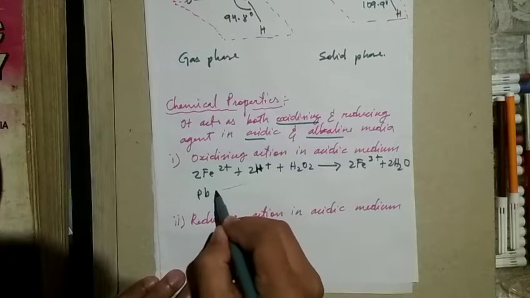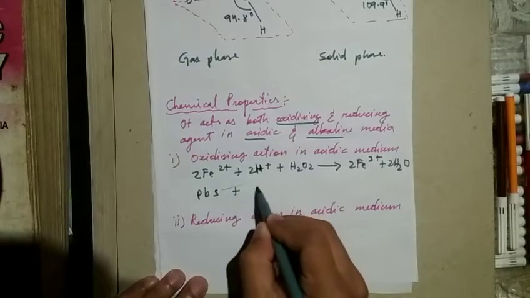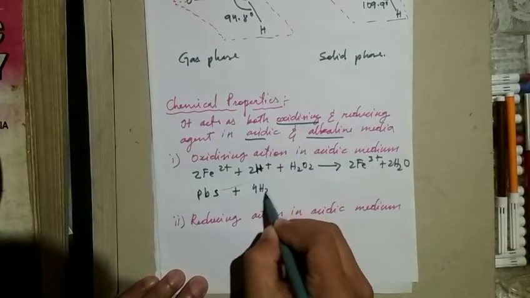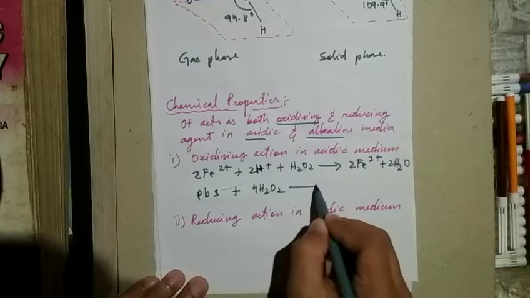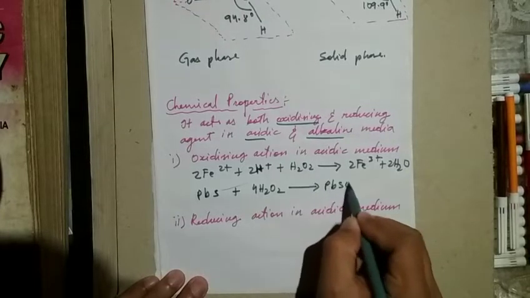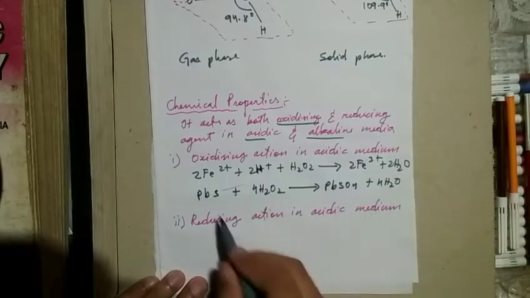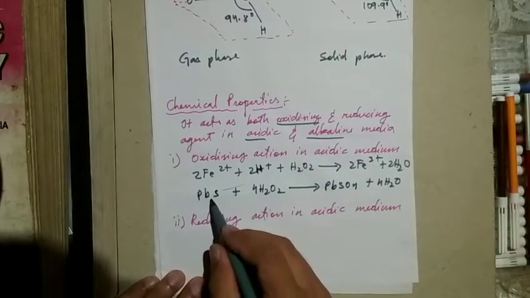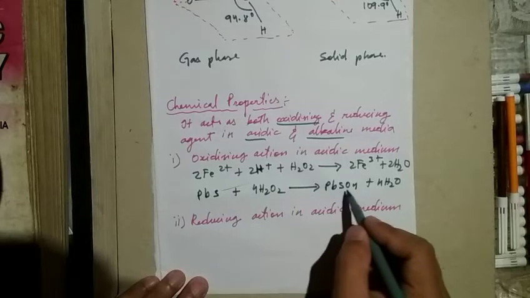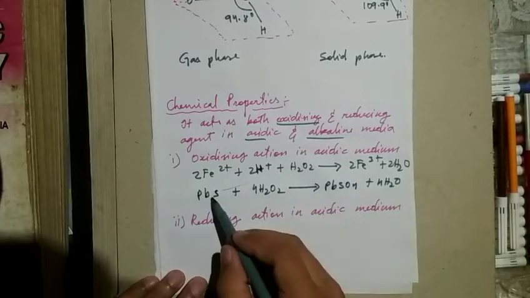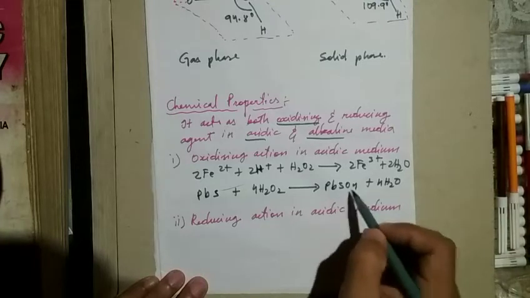Next is PbS + 4H2O2 to give PbSO4 + 4H2O. In this case, PbS is oxidized to PbSO4. So from a lower oxidation state it forms a higher oxidation state.